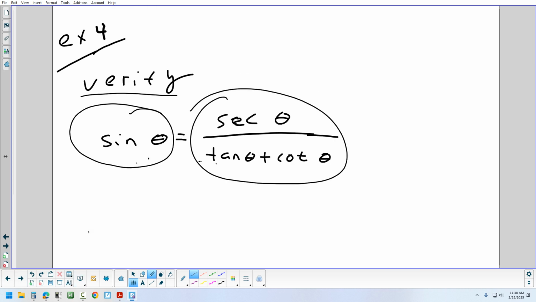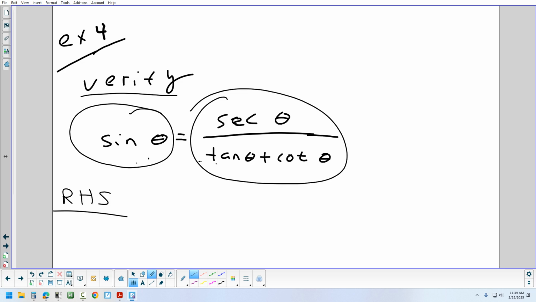Okay, so nice part about verify, we know the answer. The answer is the simple side. At least in this problem, I think one side is simpler than the other. What side looks like it's simpler, the left or the right? The left. So that the left side is the goal. We want to turn the complicated side into the simple side. So we're going to work with the right-hand side in this problem.